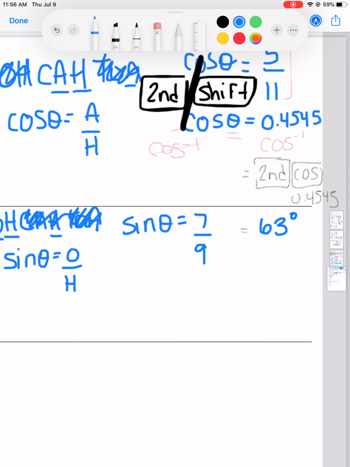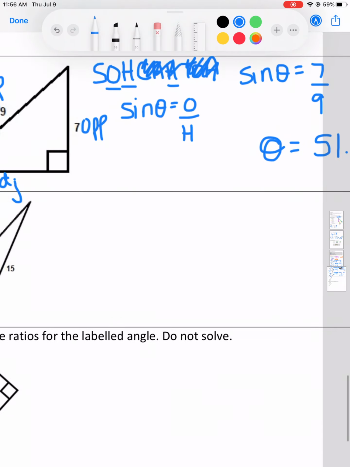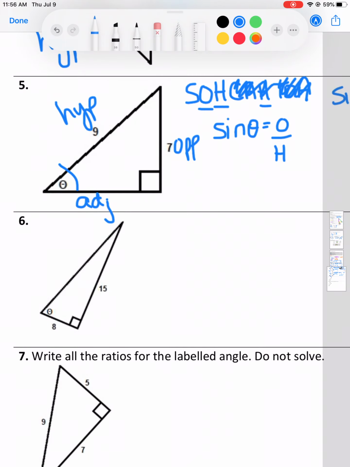And then theta is, I'm just going to skip all that. If you guys need an explanation, just message me. 51.1 degrees. Sweet, eh? You can put that in your calculator all at once. Again, if you want to know, I can show you.